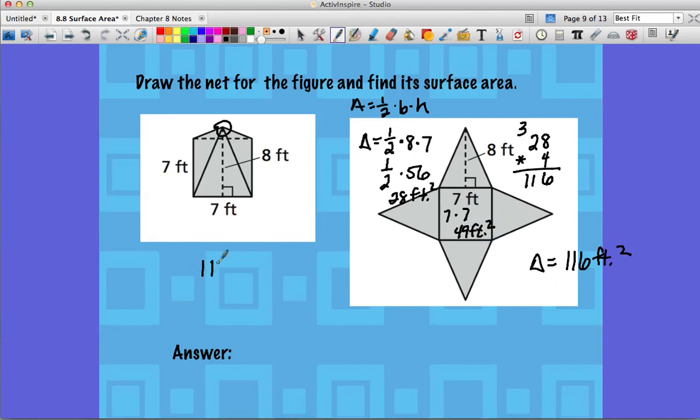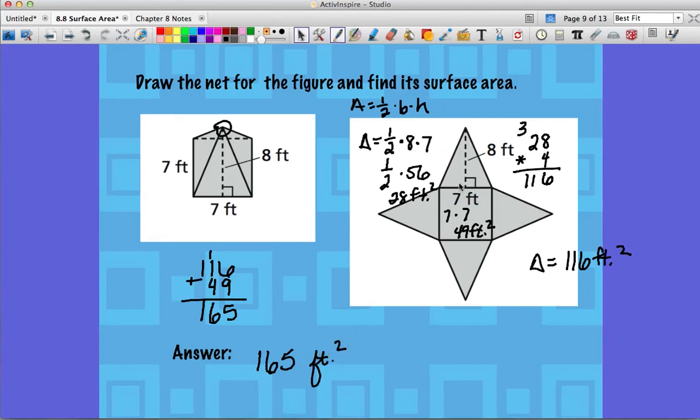So in this case, we're going to take 116 and add 49. 6 plus 9 gives us 15. Carry the 1. 4 plus 1 is 5, plus 1 is 6. 1 plus 0 is 1. So your surface area of this pyramid is 165 feet squared.